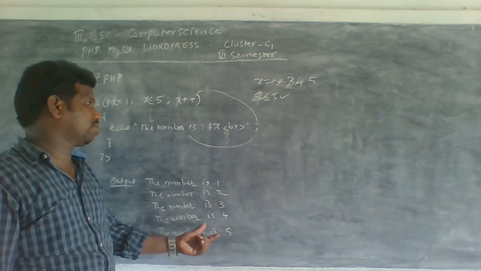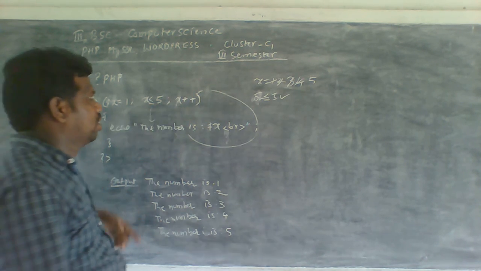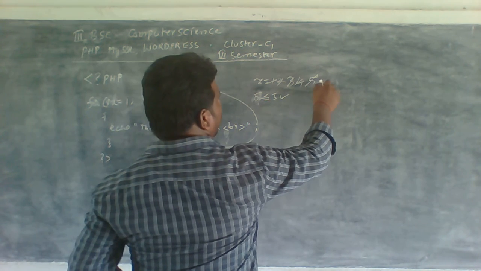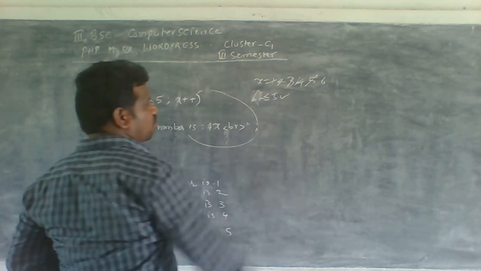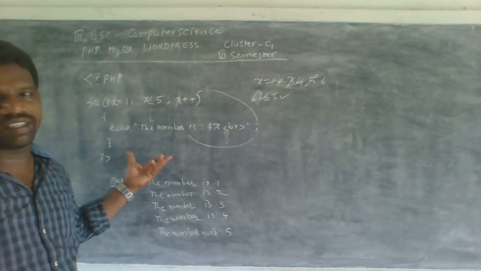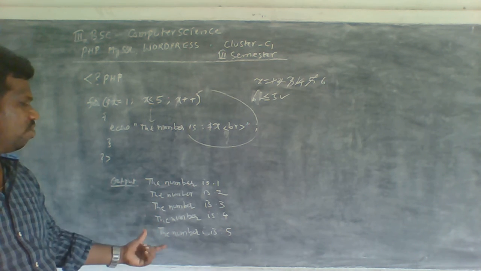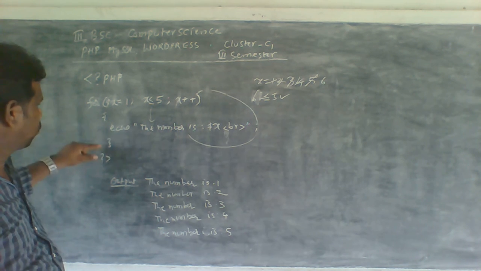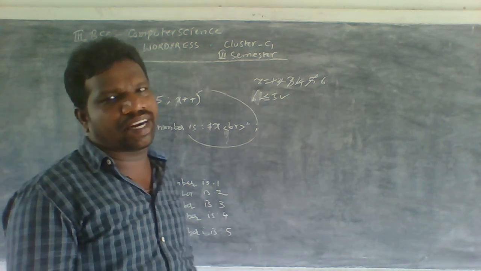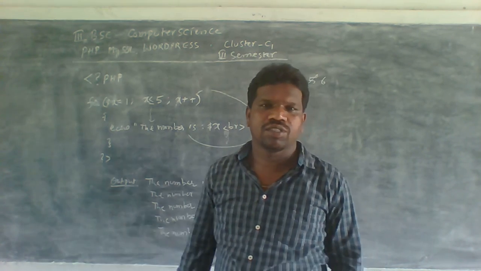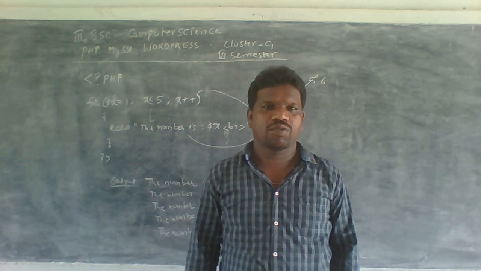After 5, the loop comes back and again we check the condition. 5 plus plus gives 6, so we check the condition 6 less than or equal to 5. The condition is false here. Whenever the condition is false, the loop automatically stops, and there is no statement left to execute. So that is the output of the program. If the condition is false, no statement is executed.